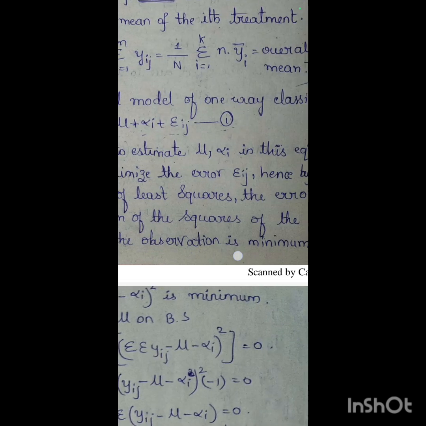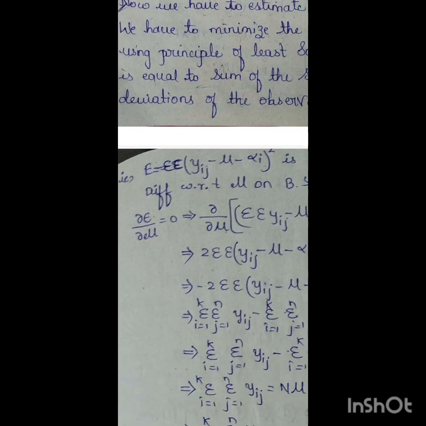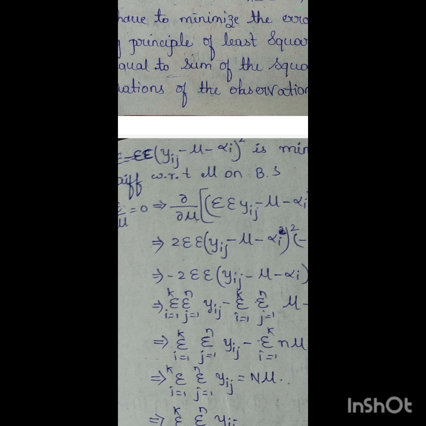Hence, by using the principle of least squares, the sum of squares of the deviations of the observations should be minimum. This is Legendre's principle, which we already know. So the epsilon value has to vanish. We consider E equals the double summation of y ij minus mu minus alpha i, whole squared, to be the minimum. Now differentiating with respect to mu on both sides and equating to 0.